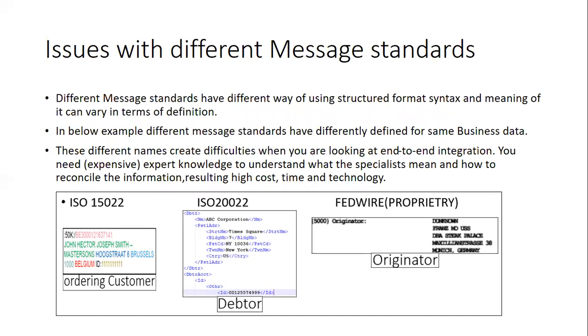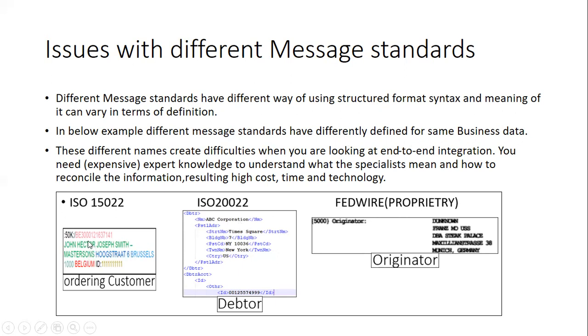So why did the rise of ISO 20022 come about? That should be the major question right now, because there are a lot of standards already available. Then why ISO 20022? What was the issue with the other formats that are already available? The different message standards have different ways of using structured format and syntax, and the meaning can vary in terms of definition. If you see this example, the different message standards define the same business data differently.